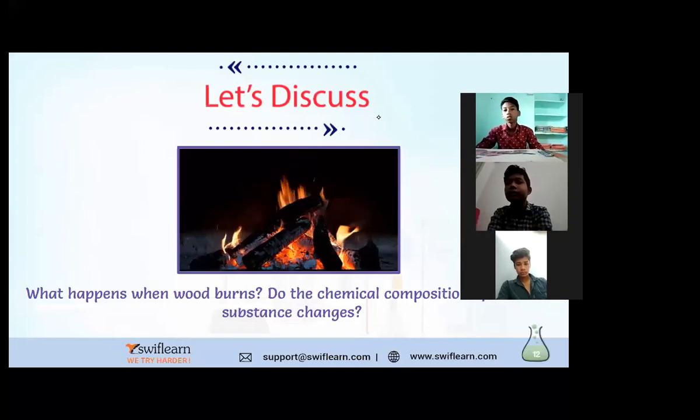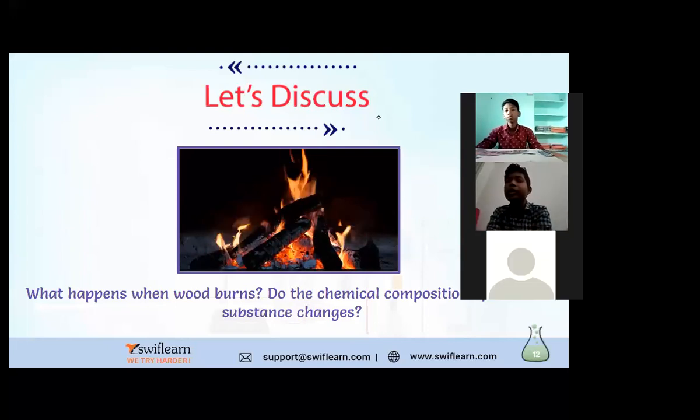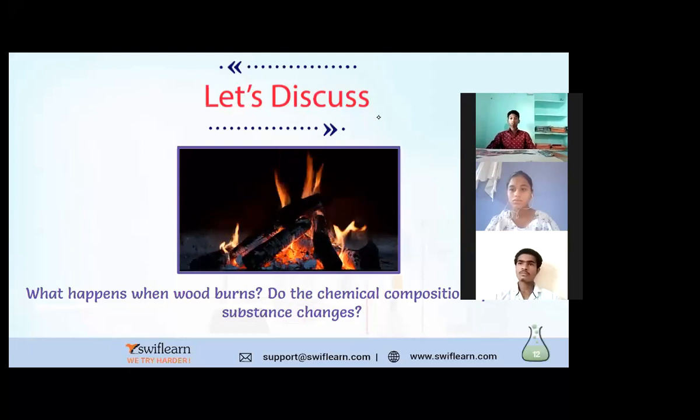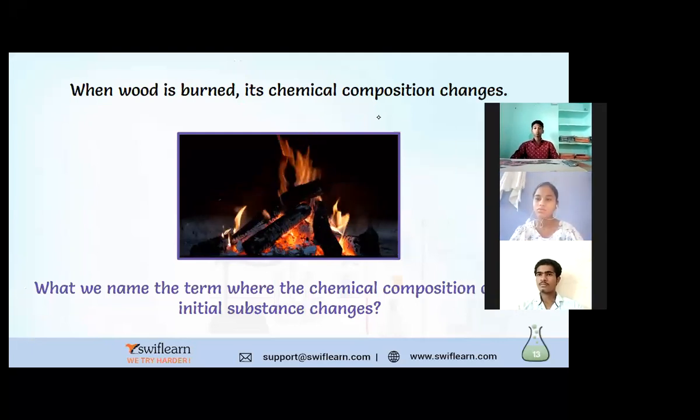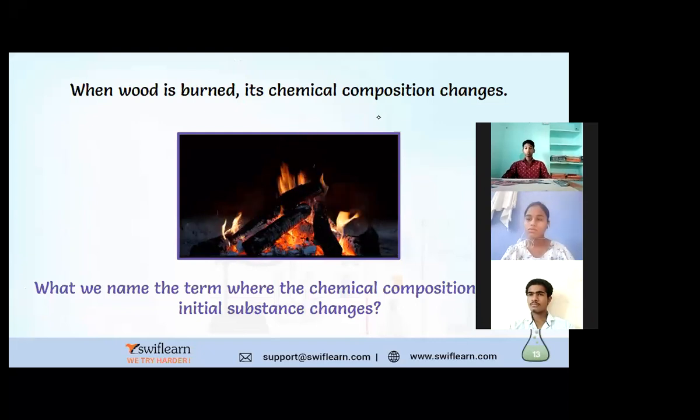Chemical change means when the change occurs, a new substance will form. Yes, very good. So definitely we'll get a new substance. This is also an example of chemical change, the burning of wood. When wood is burned, its chemical composition is changed. We will not get wood again from the ash, and heat energy will be released when we burn this. Finally we'll get ash, we'll not get the wood. That's why we consider this a chemical change.